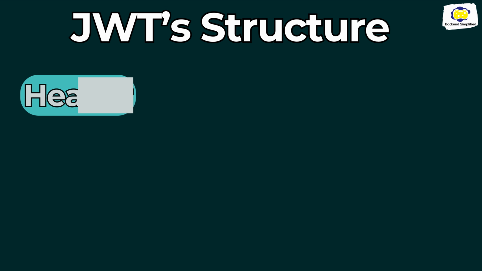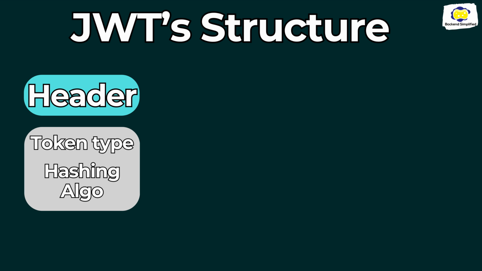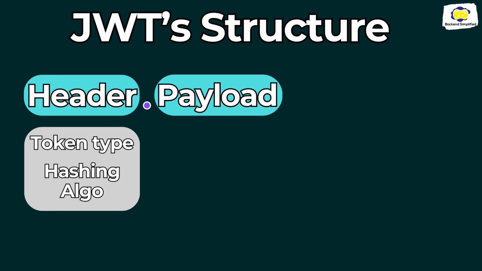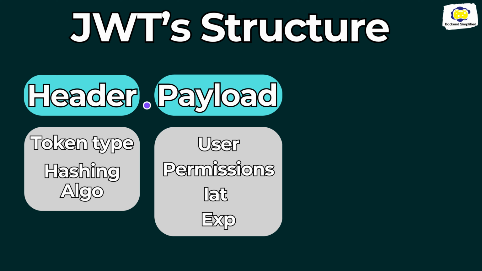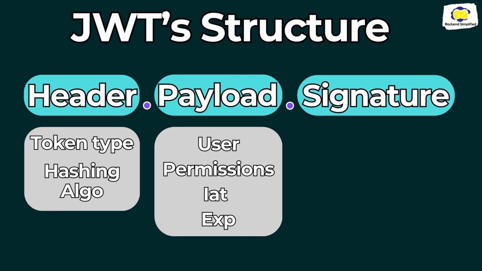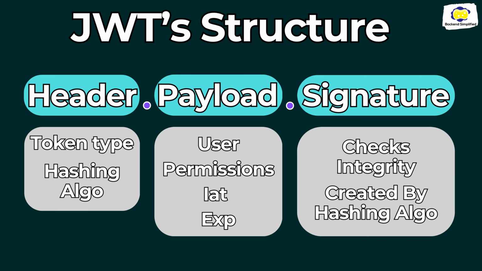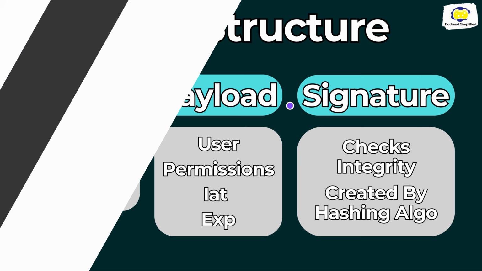Now, let's look at the anatomy of a JWT. The first one is the header. It contains metadata about the type of token and the hashing algorithm used. Payload. This is where the actual data is stored, like user ID or permissions. Usually we have the exp attribute, which stands for expiration, and iat, the issue date, when the token was created. The last part is the signature, to ensure the integrity of the token. A signature is created by using a secret key known only to the server.